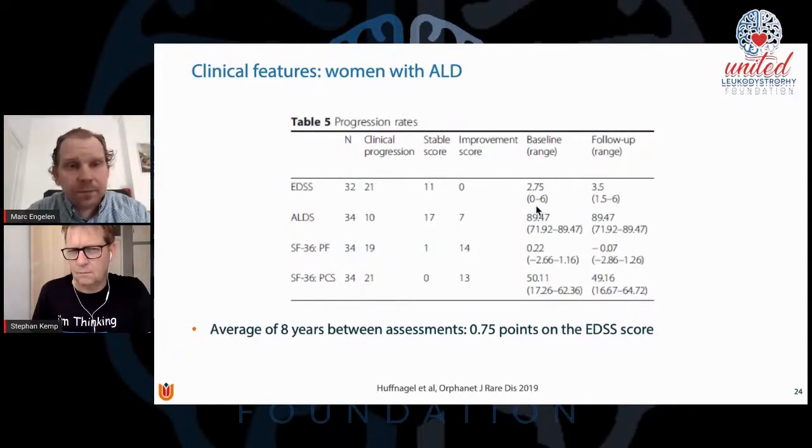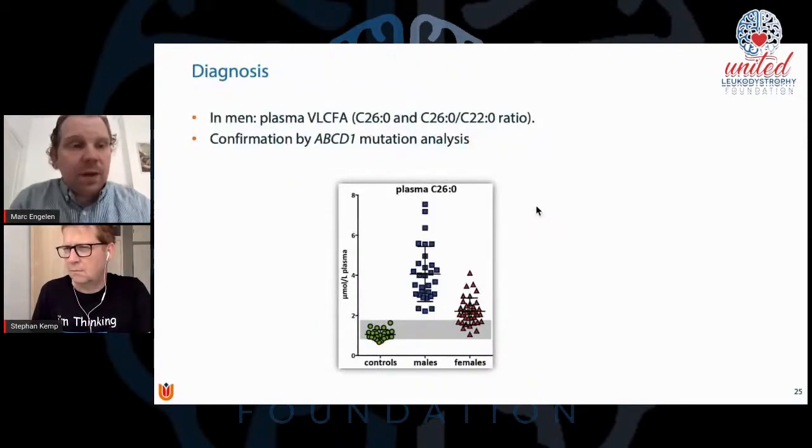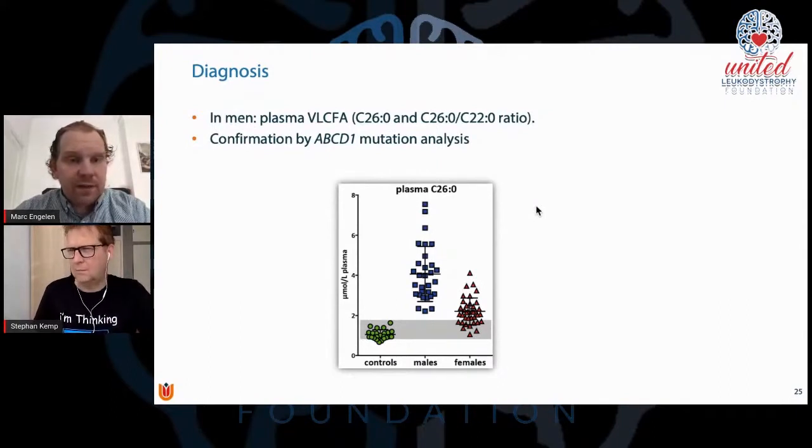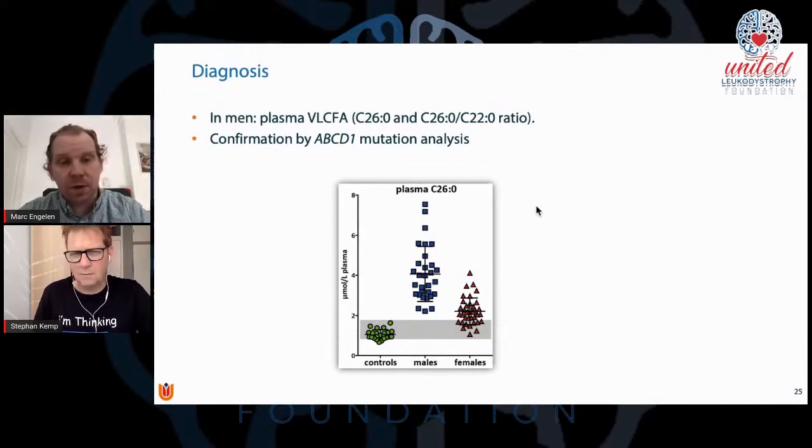Next one, please. All right. Now, briefly, how do you diagnose ALD? Well, in the late 70s, early 80s, it was discovered that these very long chain fatty acids, especially C26:0, accumulate, and this was developed into a highly sensitive and specific test. Nowadays, of course, it is always complemented by genetic analysis of the ABCD1 gene.